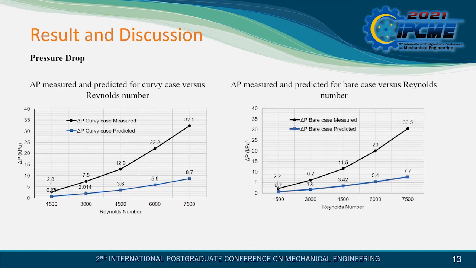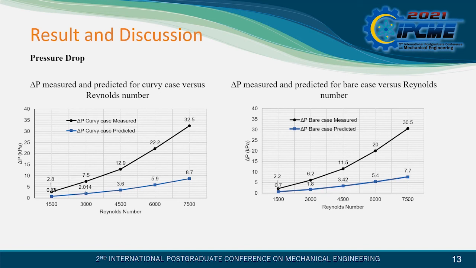The graph on the left side of the slide shows the pressure difference gap of the curvy case between measured and predicted is very high. Same concept goes to the bare case, as the pressure difference gap is high between the measured and predicted one, as shown at the graph on the right side of the slide.